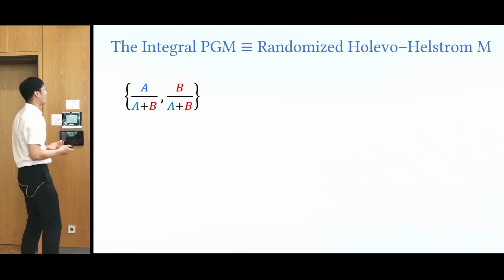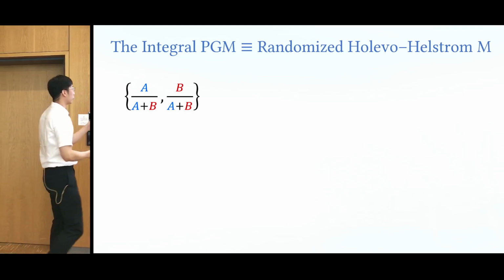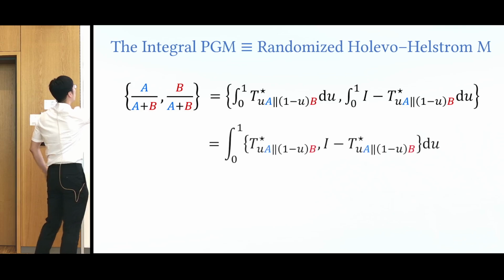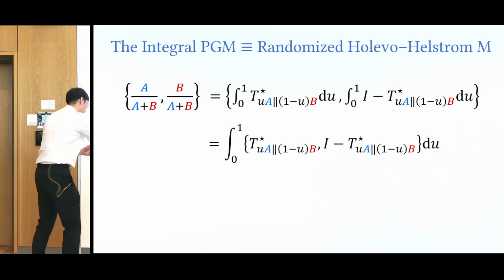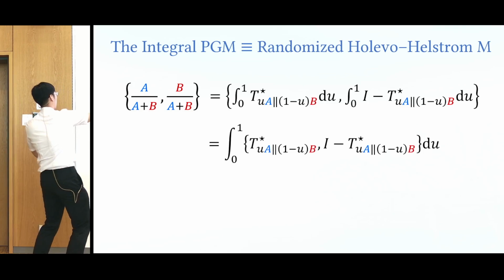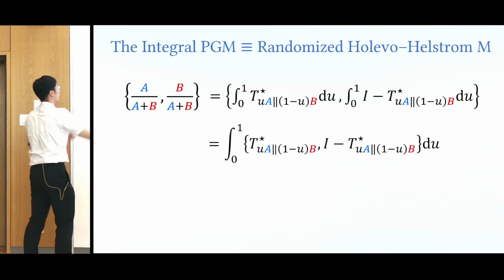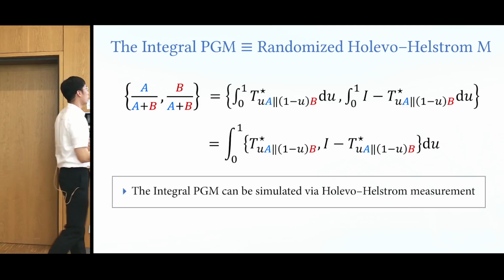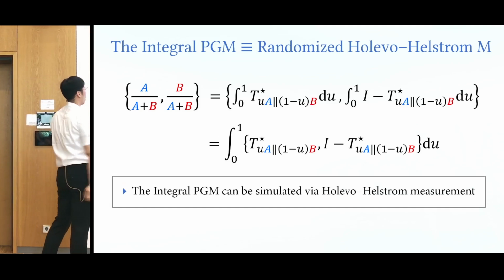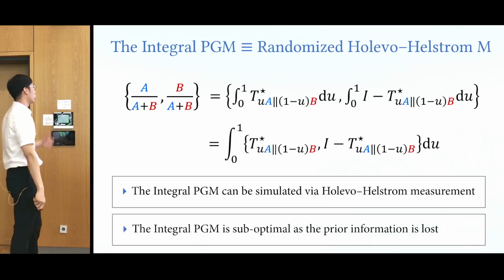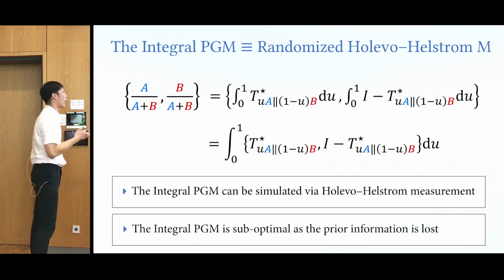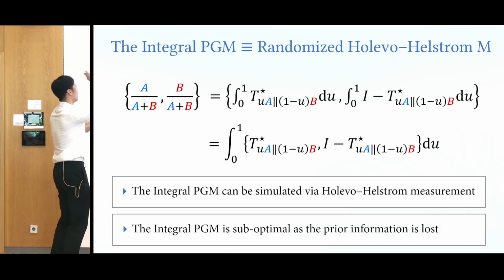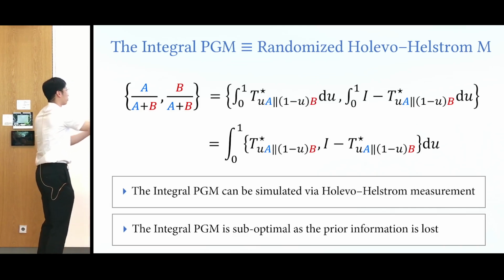So it means that the integral PGM is actually the randomized version of the Holevo-Hayashi-Chung measurement, because by the previous formula we have this integral, and we can put this integral outside. Essentially we are applying the Holevo-Hayashi-Chung measurement, and stochastically we draw random priors. So this gives us some observations. We can simulate the integral PGM by a randomized Holevo-Hayashi-Chung measurement. And we also know that the integral PGM is suboptimal in the sense that we lose the prior information. If we knew the prior information, we would just apply the exact Holevo-Hayashi-Chung theorem. But we don't know the prior, it's just random.